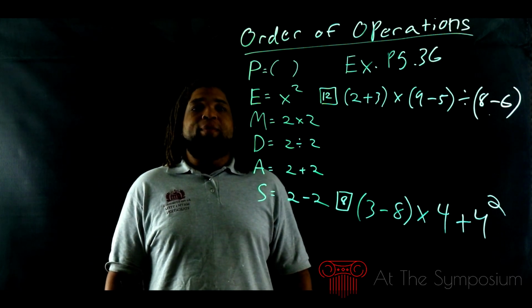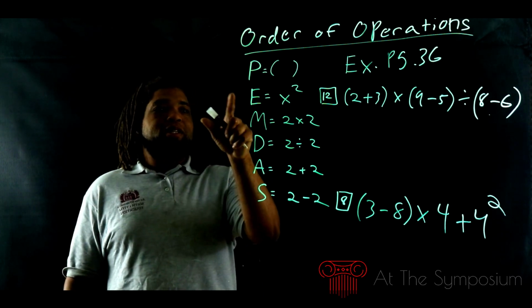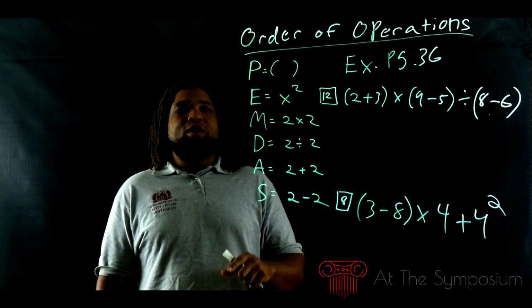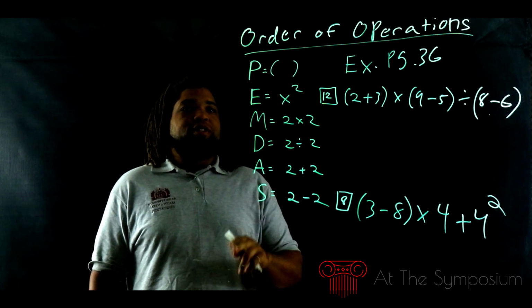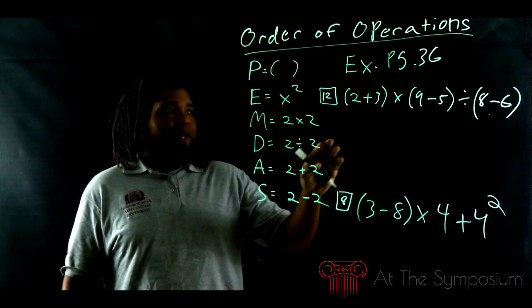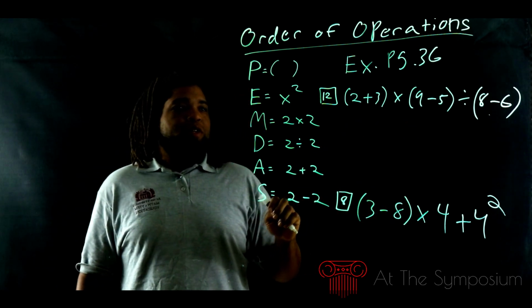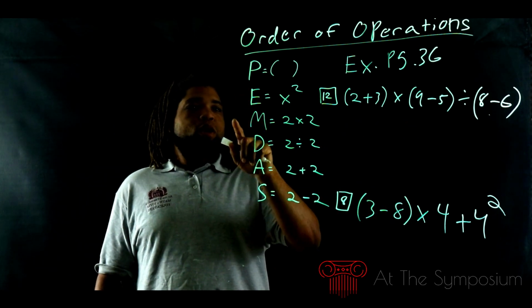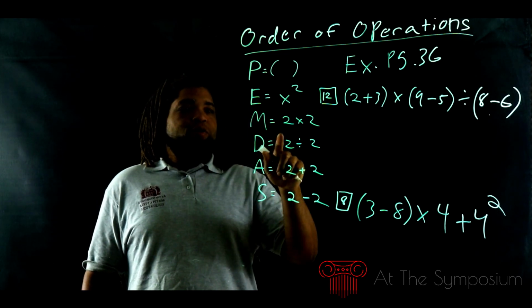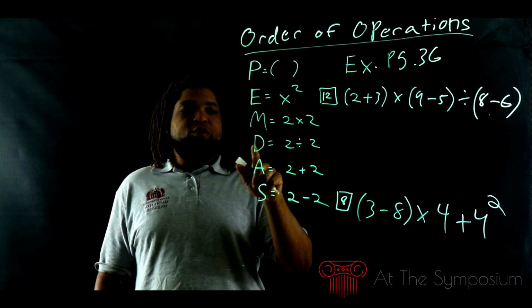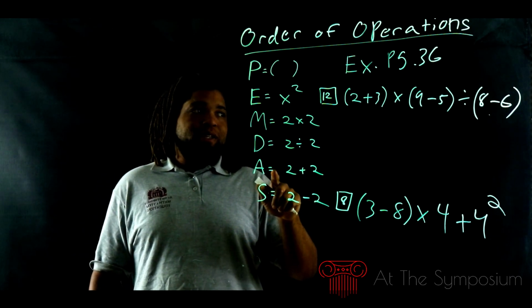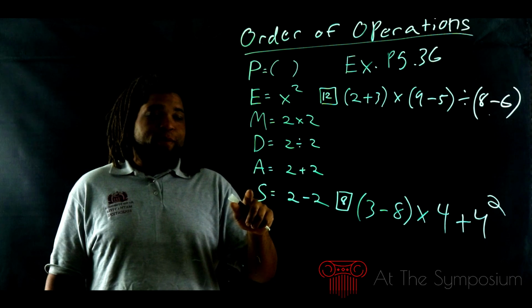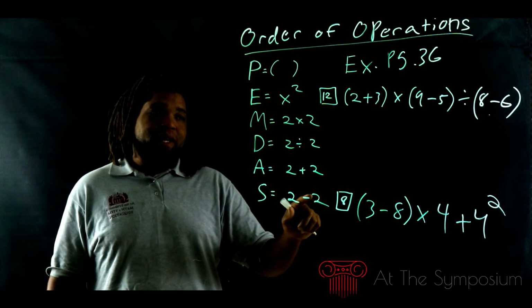So if we go through the acronym, you've probably heard it before. It's called PEMDAS. Some people refer to it as please excuse my dear Aunt Sally. So what this says to us is that for P, we do the parentheses first. So anywhere we see parentheses in a problem, we do the parentheses first. If we see exponents, we do that next. If we see multiplication, we do that next. We see division, we do that next. Then we see addition, we do that next. And we see subtraction, we do that next.